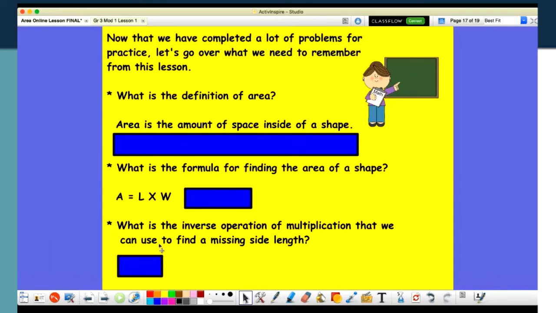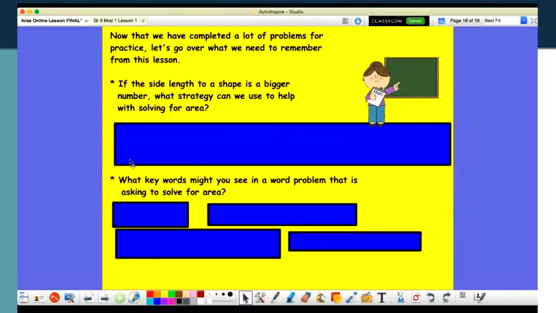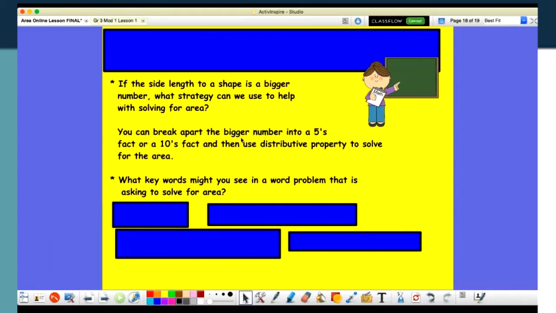What is the inverse operation of multiplication that we can use to find a missing side length? We can always use division if we're given the total area and one side length. So if the side length to a shape is a bigger number, say a teen number, what strategy can we use to help with solving for area? So if you remember, we can break apart the bigger number into a fives fact or a tens fact, and then use distributive property to solve for the area.